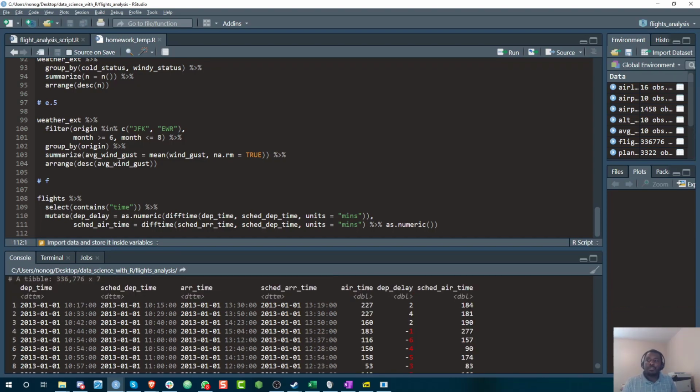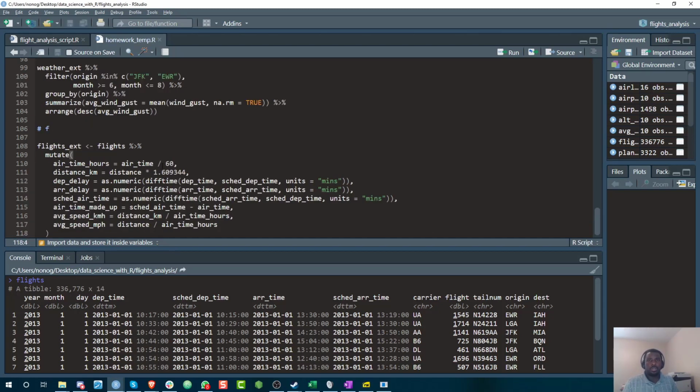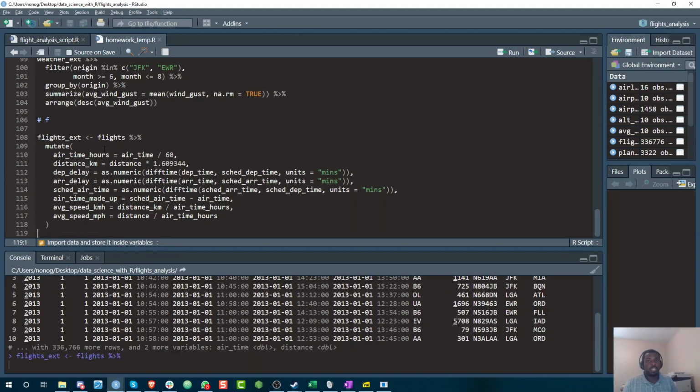Okay, so now we have everything in minutes, which is cool. Okay, so I just wanted to show this to you guys. So let me go ahead and now copy the entire code. Okay, so now I have everything there, and you see now I'm using diff time instead of just using a minus like this. Okay, and I store everything into flights extended, just like we had weather extended. Okay, now everything is going to be in flights extended. So let me run it.